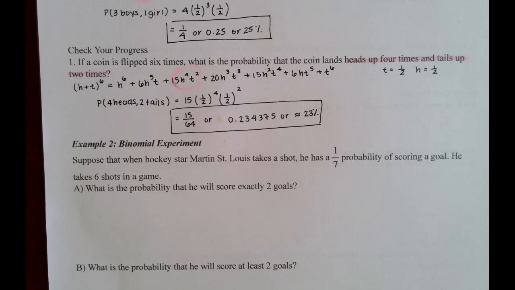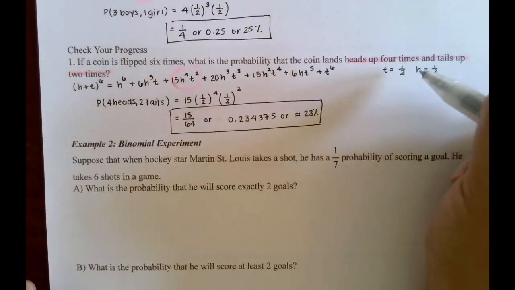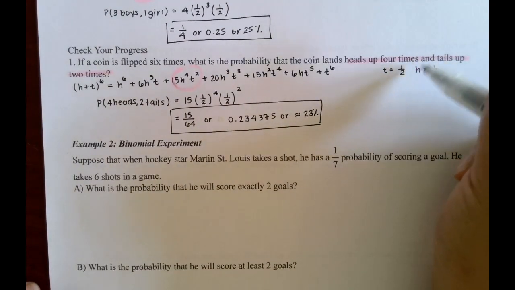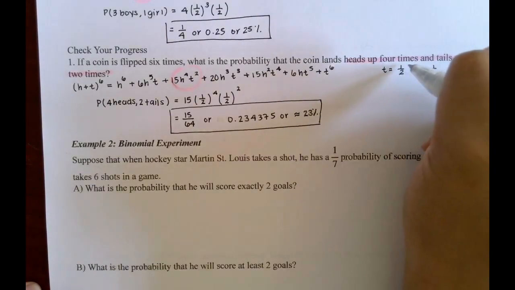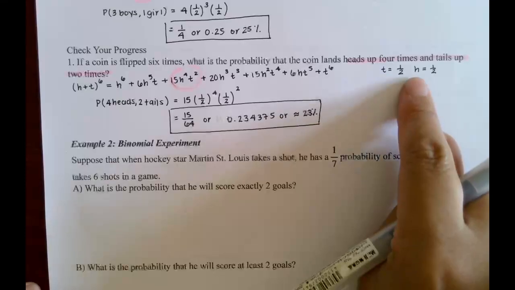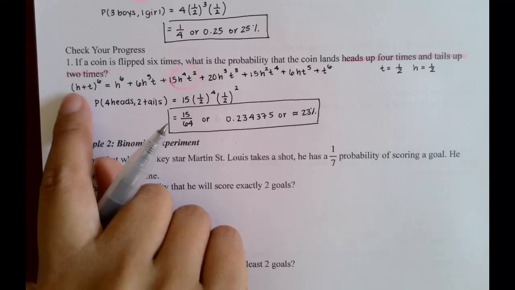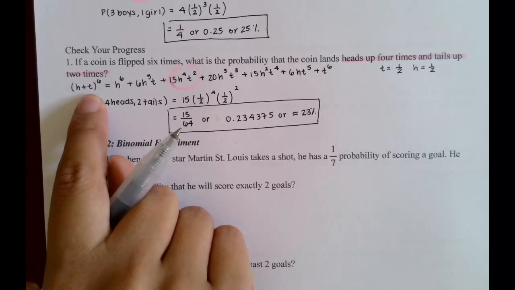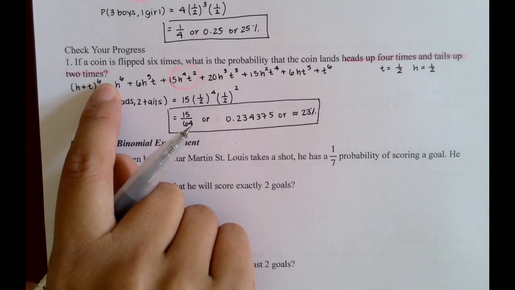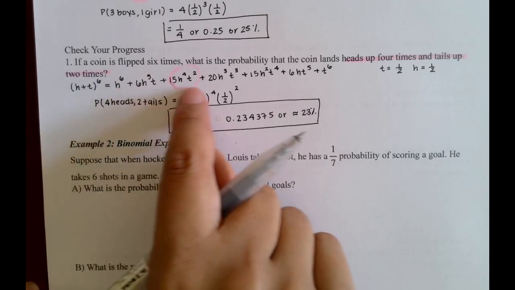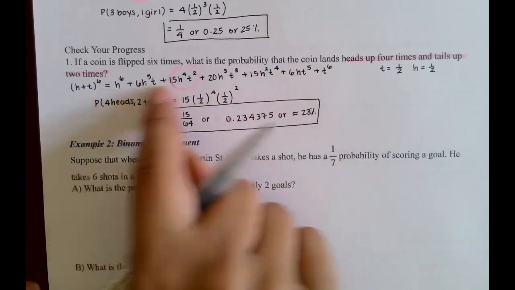Okay. So here we're flipping a coin 6 times. We want to know the probability that the coin lands heads up 4 times and tails up 2 times. Okay? So the probability of flipping a heads is 1/2, and the probability of flipping a tails is 1/2. So that's why H is 1/2 and T is 1/2. Okay. So here our binomial thing is heads or tails, right? So it's H plus T, and since we're flipping it 6 times, to the 6th power. This is the binomial expansion for it.